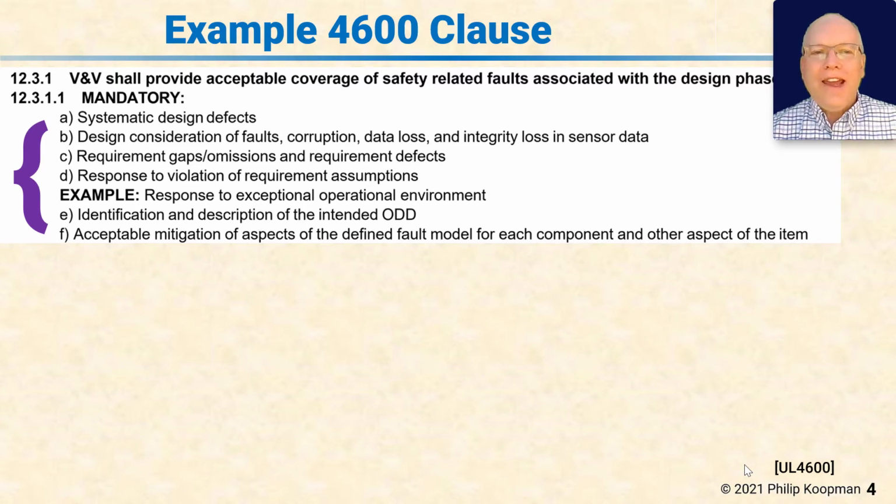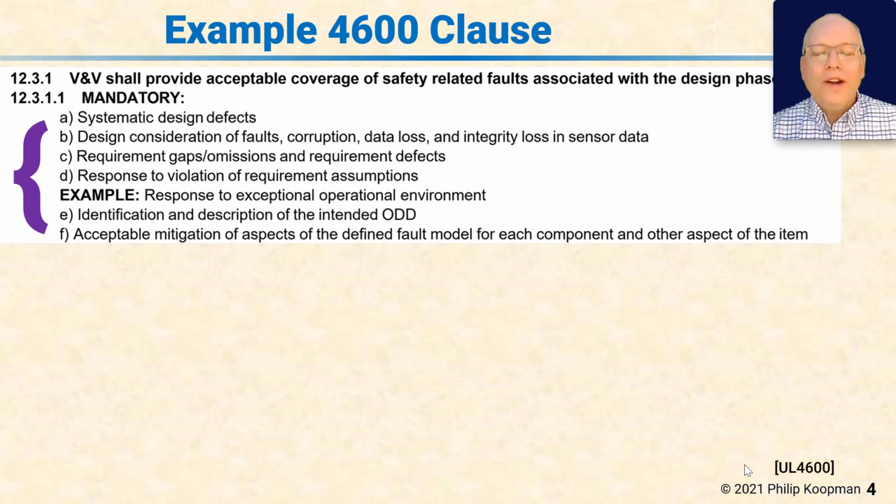So that means A, 12.3.1.1a is for safety-related faults and for V&V related to the design phase, think about systematic design defects. It doesn't tell you what to do, it tells you your safety case has to have somehow addressed the topic of systematic design defects within that clause. Jumping down to E, it also means that there might be design defects having to do with the identification description of the intended ODD. In other words, your description of the ODD might be incorrect.